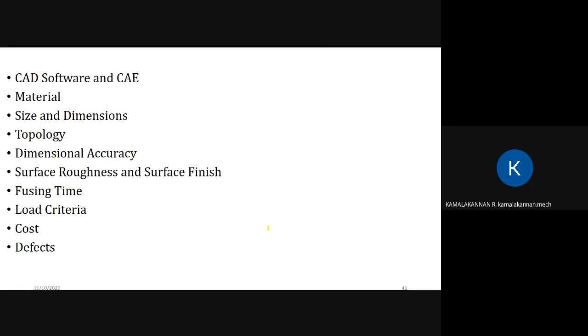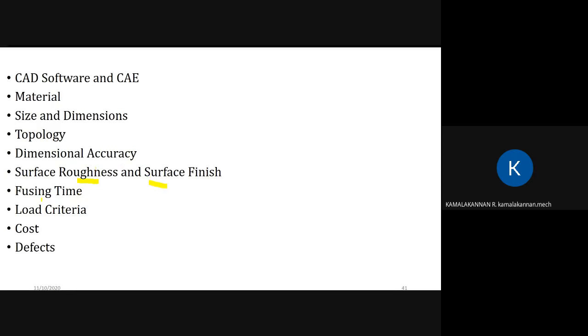Next one is surface roughness and surface finish. As you know, 3D printers always give high surface roughness. It has to be completed with post processing work. So surface roughness cannot be avoided in the printing. After printing, we have to go for the surface finish.